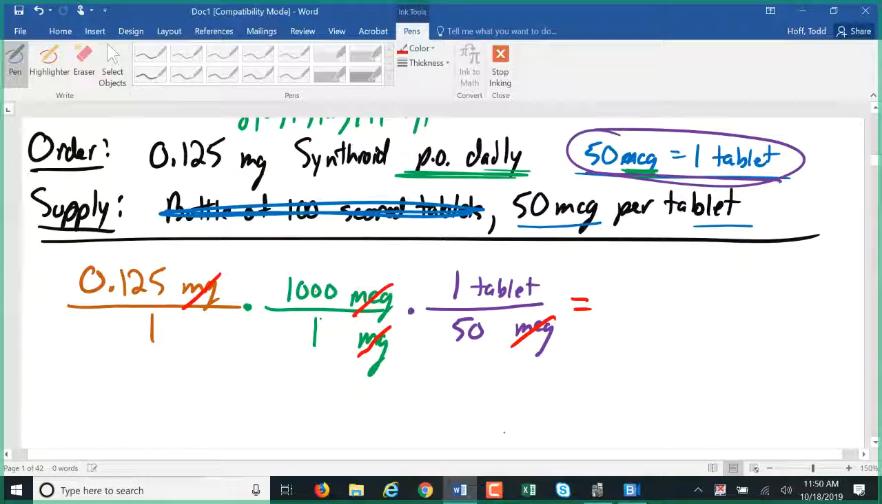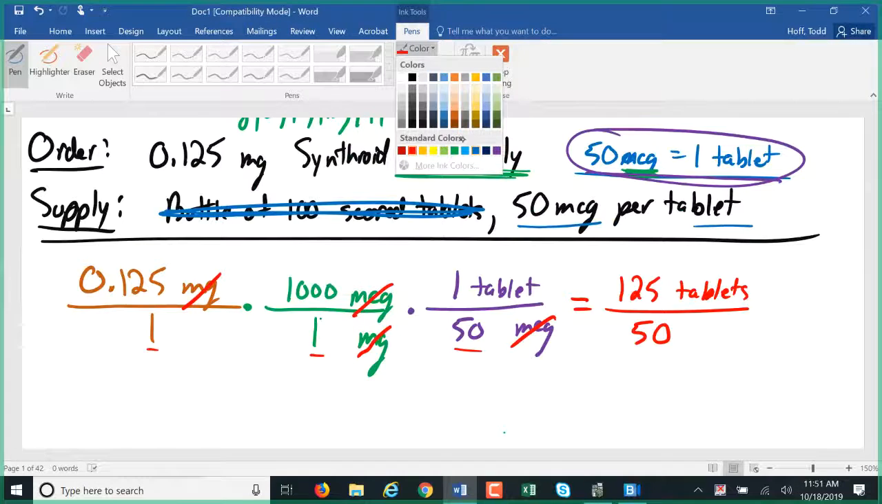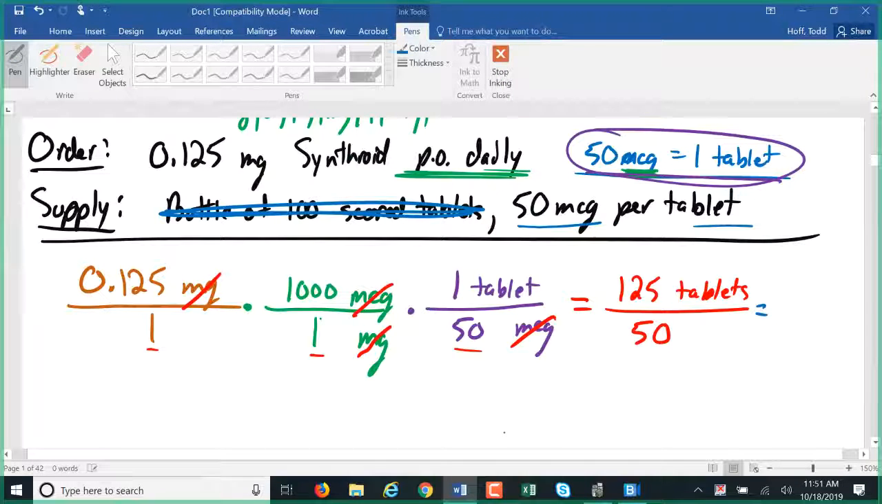0.125 times 1,000 times 1 tablet is 125 tablets. On bottom, 1 times 1 times 50 is 50. 125 divided by 50 is 2.5 tablets.